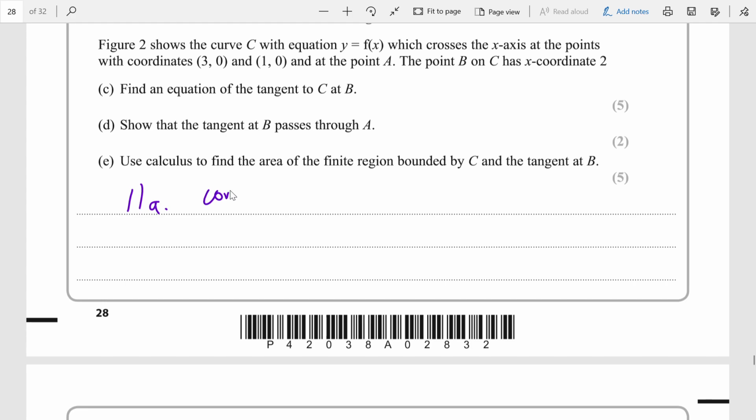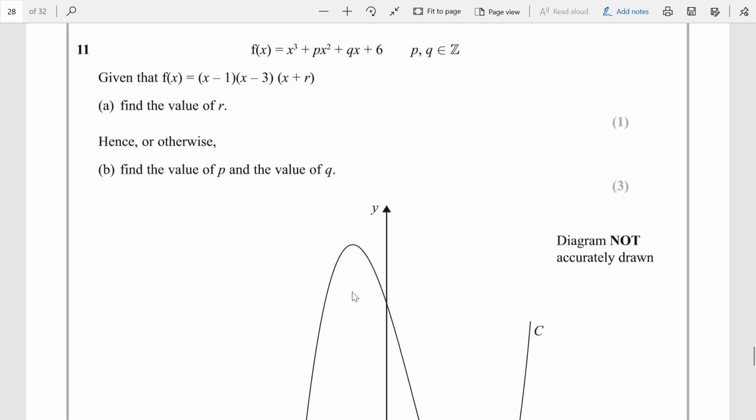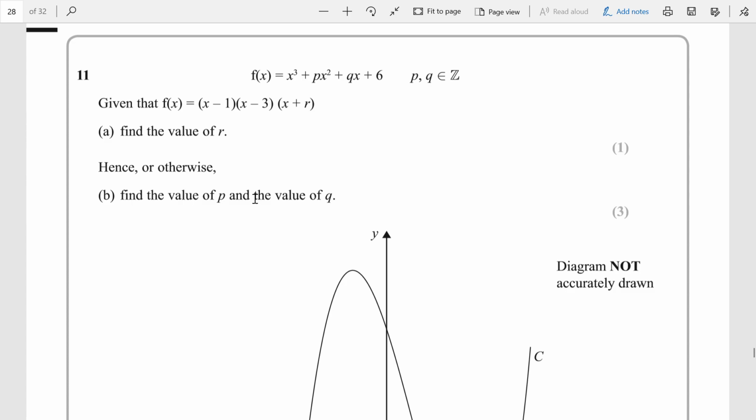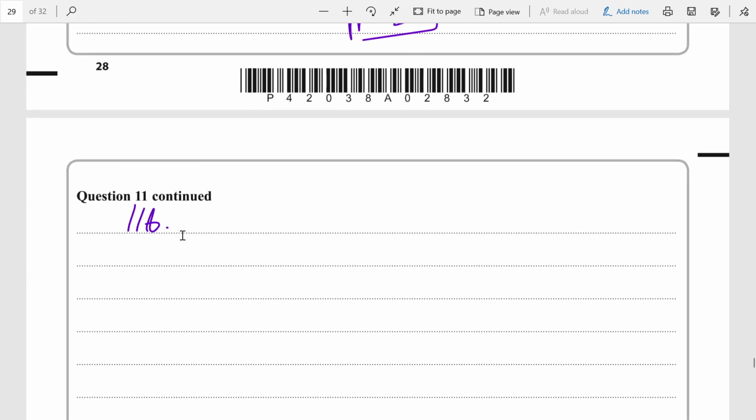So just need to write that out. The constant term is 6, which is equal to minus 1 times minus 3 times plus r. Or 6 is equal to 3r, r is equal to 2. That's what we found out. Hence or otherwise, find the value of P and the value of Q. Alright, so I think at this point we can just expand and see what we get. So, given that r is 2, we know that f(x) is going to be equal to (x minus 1) times (x minus 3) times (x plus 2).